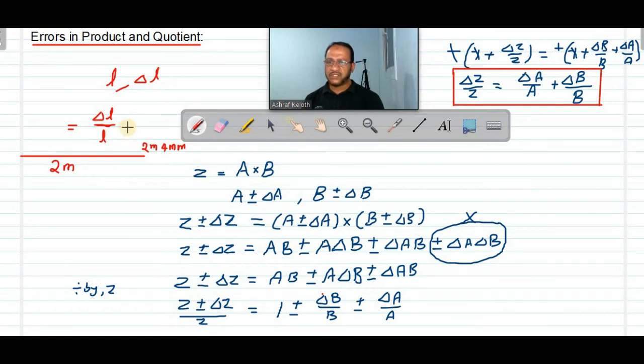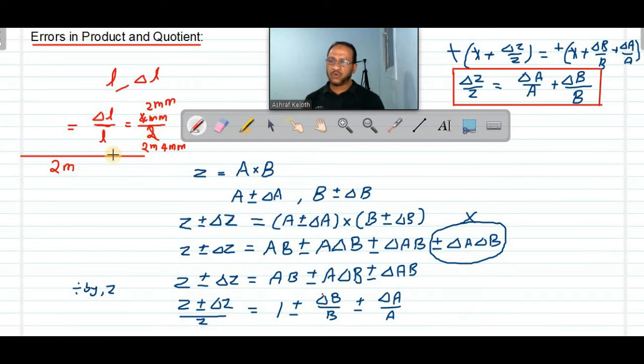Then if you apply in this equation, you made an error of how much? 4 millimeter. So delta L is 4 millimeter here. 4 millimeter is the error. And what is the actual length? 2 meter. So if you divide, what you will get? 2 millimeter is the fractional error, correct? So what is the meaning of this? This is the error in 1 meter measurement, correct?